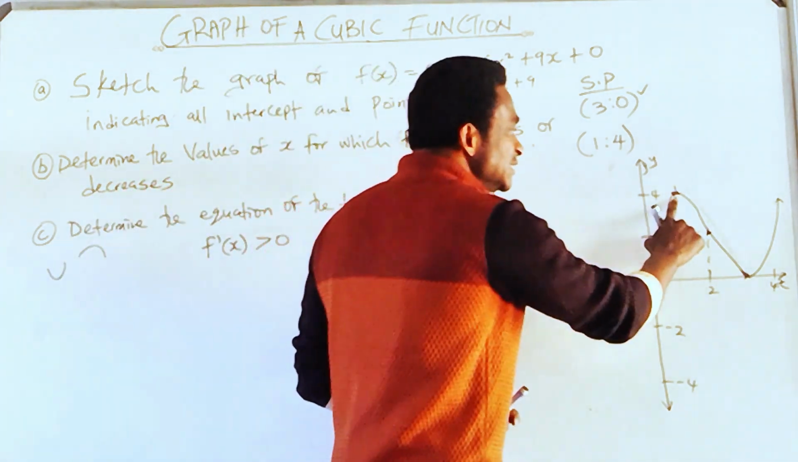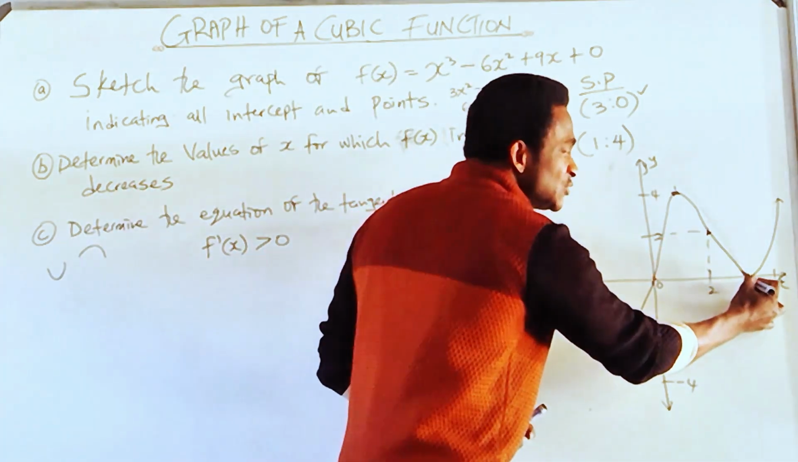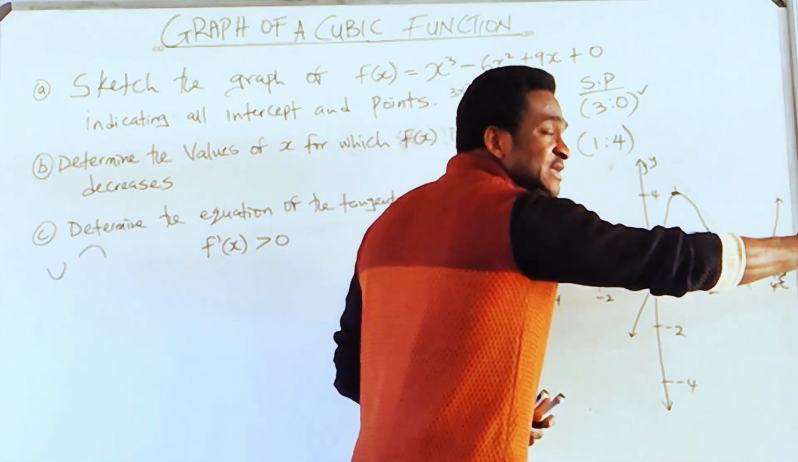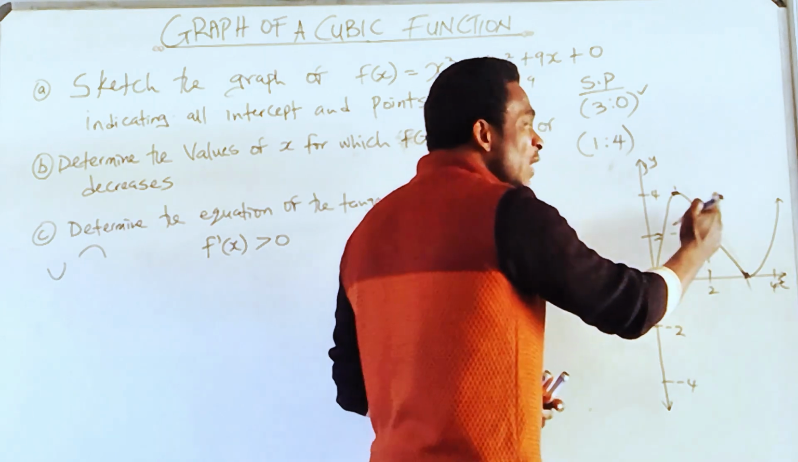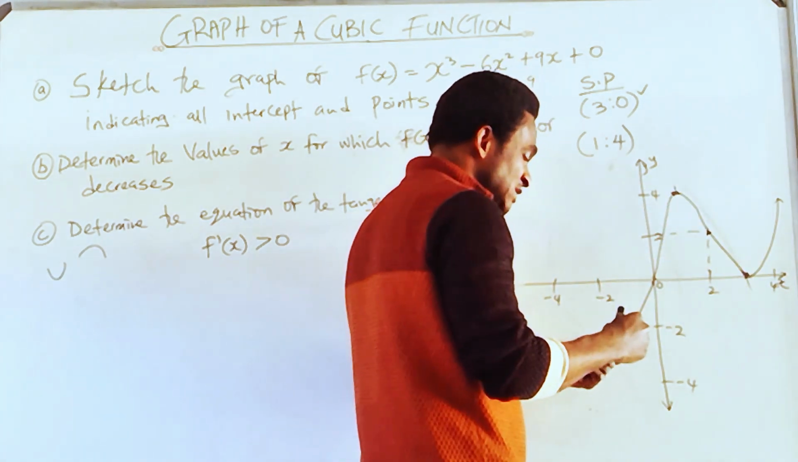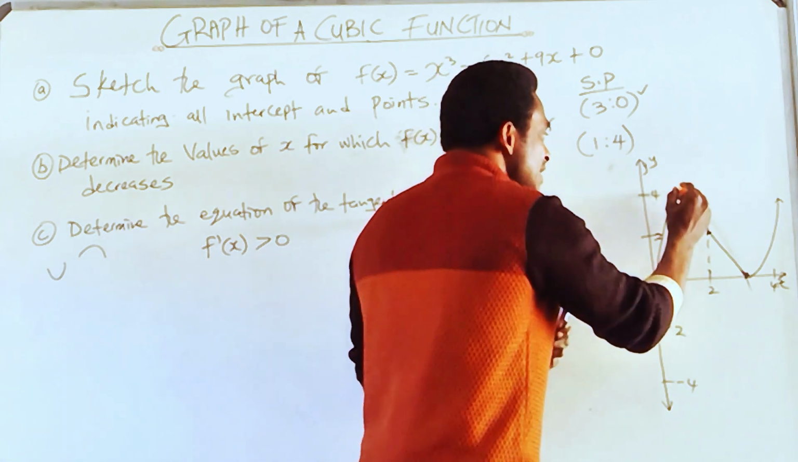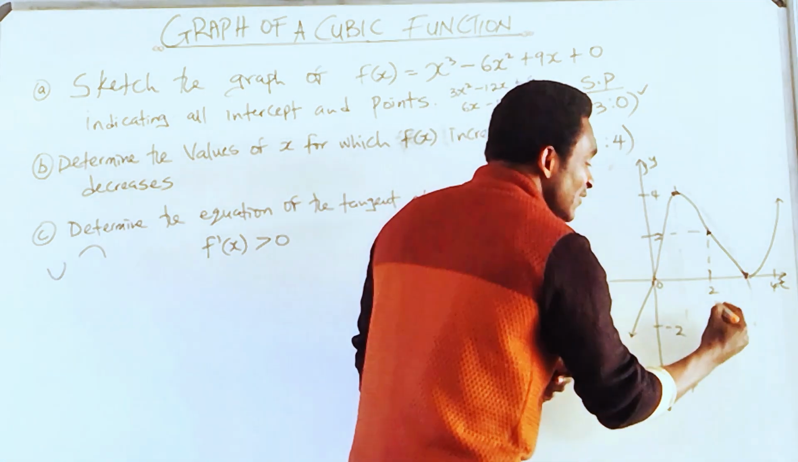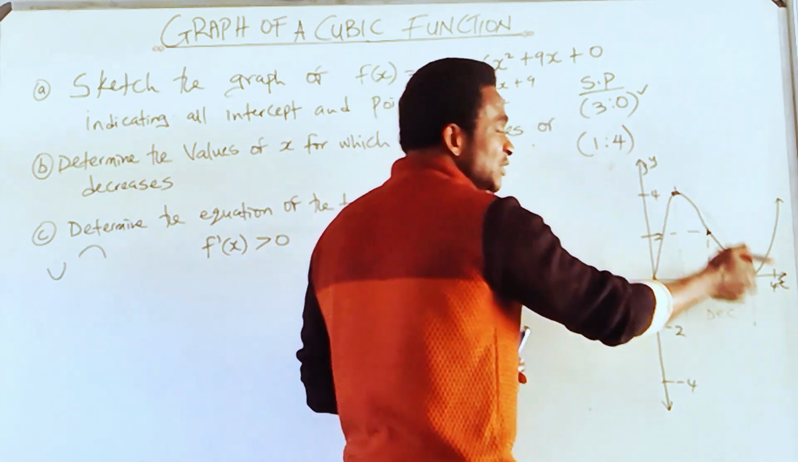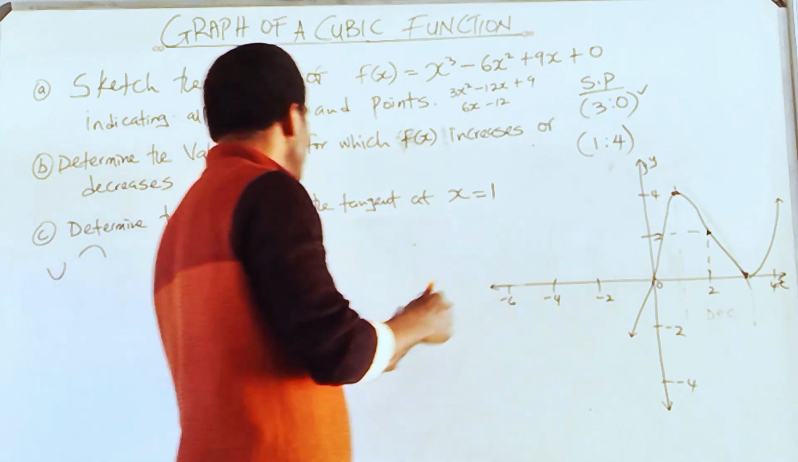Now, if we look at this, from this point going down to the next stationary point, the x value is still going to the right, meaning that it is still increasing, but the y value is decreasing. So from here to here, we have a decreasing function. This part, we have an increasing function. This other part, we also have an increasing function.